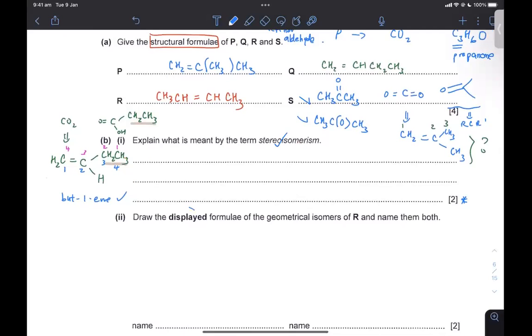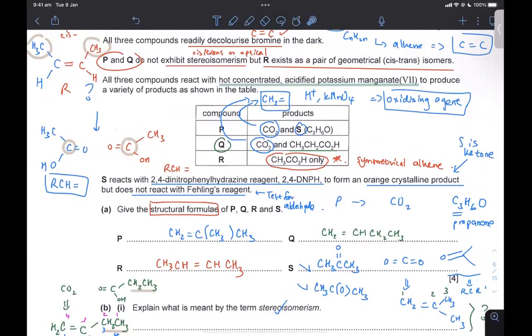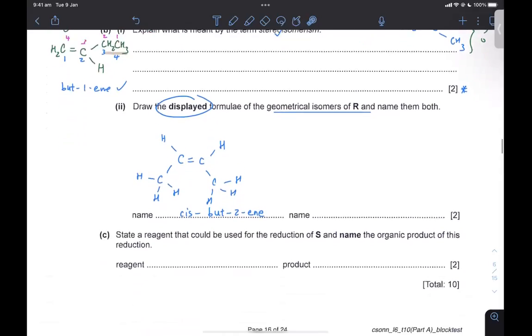They want you to draw the display formula of the geometrical isomers of R. So just now I've shown you this was R. So it's this thing here. They want you to draw display. So that means you have to show every single covalent bond. Since they want you to draw display, so you show every single covalent bond. This is on the same side, so it's cis, and this is a but-2-yne. It's a position isomer of this but-1-yne earlier.